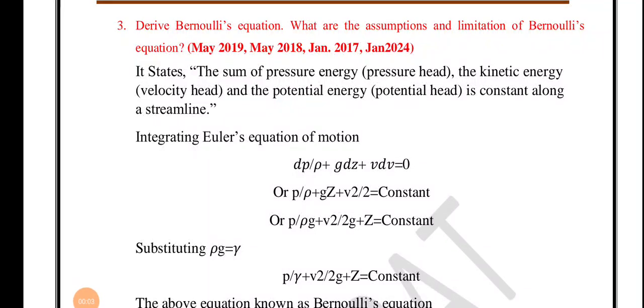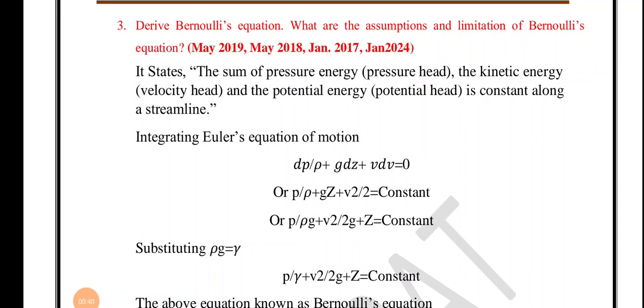Hello friends, I am here with a very important question for your exam of fluid mechanics and hydraulics, that is: derive Bernoulli's equation and state the assumptions and limitations of Bernoulli's equation. You can see that the question is many times asked in the GTU exam, that is May 2019, May 2018, January 2017 and January 2024. So let's start.